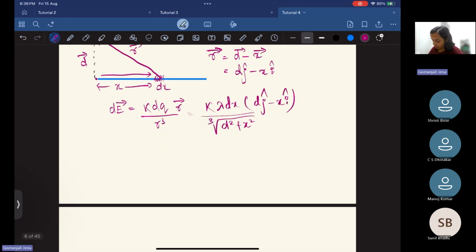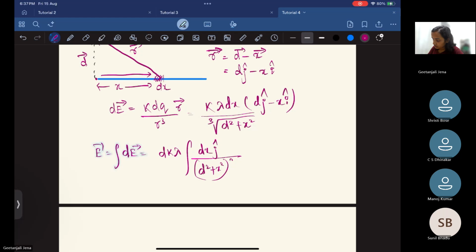So you need to do the integration now. E will be the integration of dE, which is k lambda d dx j cap by (d square plus x square) to the power 3 by 2 from 0 to infinity, minus k lambda from 0 to infinity x dx i cap by (d square plus x square) to the power 3 by 2.